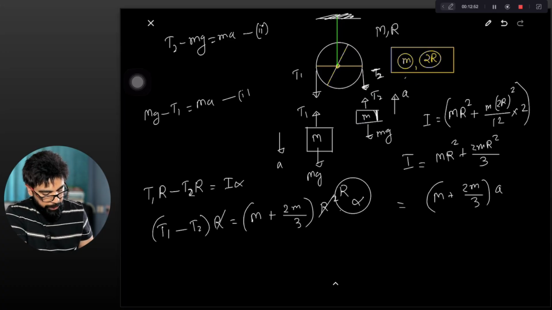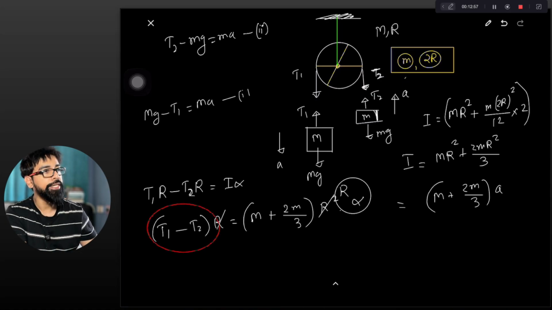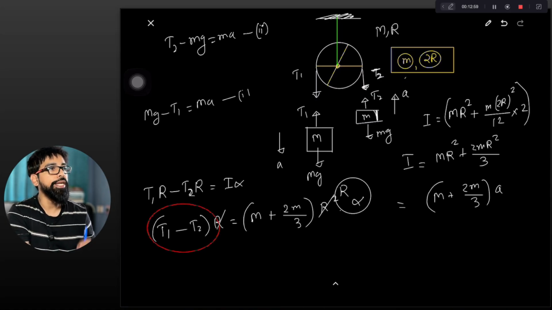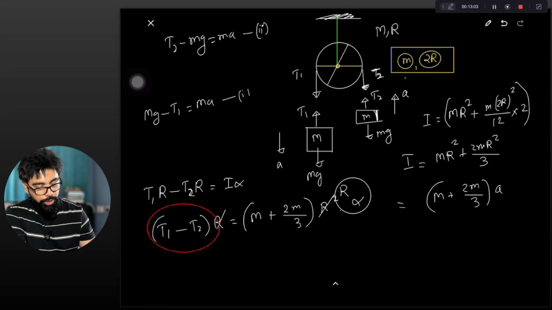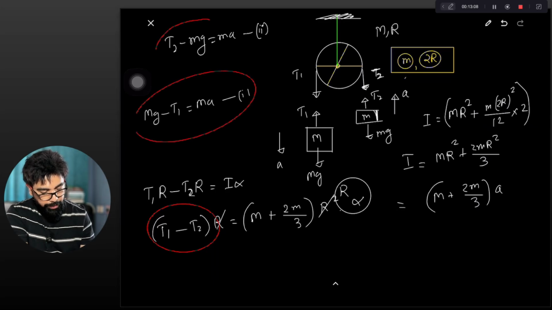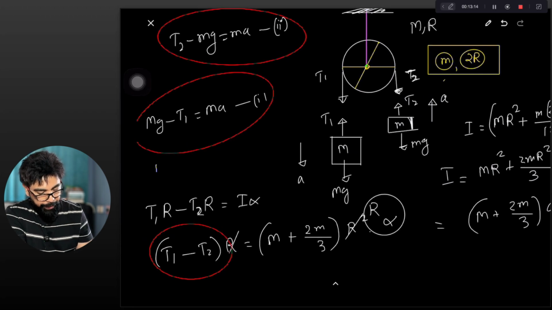Now our task is to get this left hand side. So our task is now to get T1 minus T2. How to get that T1 minus T2? To get T1 minus T2, we'll use equation 1 and equation 2. This means this equation and this equation. So if we add them, you can easily see we are getting capital M minus small m into G minus T1 plus T2 is equal to capital M plus small m into A.